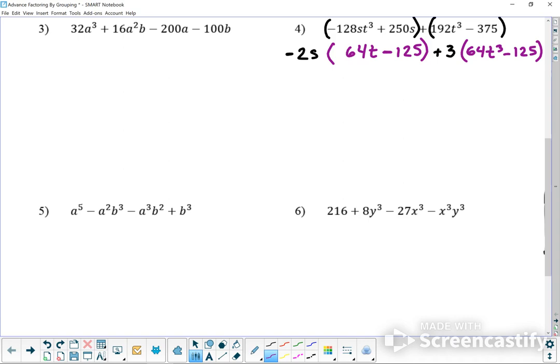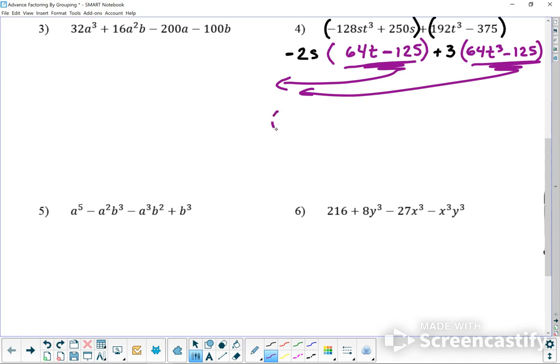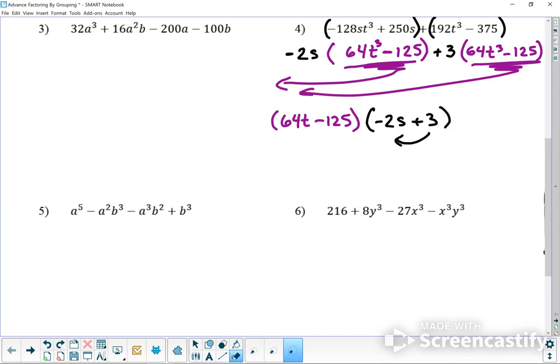Right? But you might notice that this right here can factor out because it's the same as this, which is factored out. So you're going to factor out 64t to the third, I forgot the third here, minus 125. And then left over is going to be your negative 2s plus 3. And if you want, you can rearrange this around and write it as 3 minus 2s. Either way is fine. Okay, I'm just going to leave it the way it is.